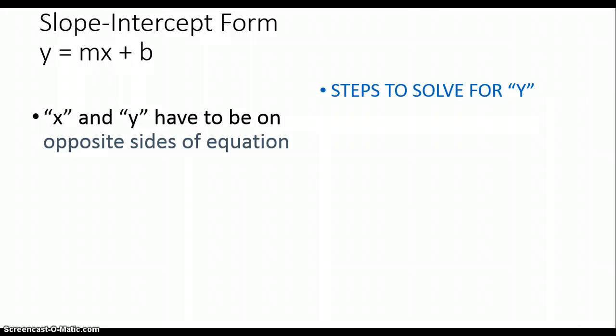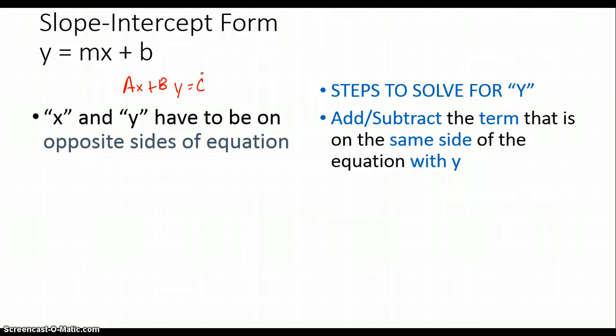Thinking back to ax plus by equals c, our standard form of an equation. Well, the first thing we're going to have to do is, just like solving any two-step equation, undo the adding or subtracting of the term that's on the same side with the y. So that means I'm going to add or subtract, or in this case it's always going to be to subtract that ax term, or the term that has the x, because I want y to be by itself on the left side of the equation.